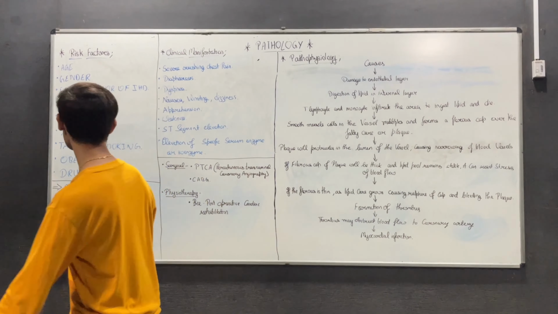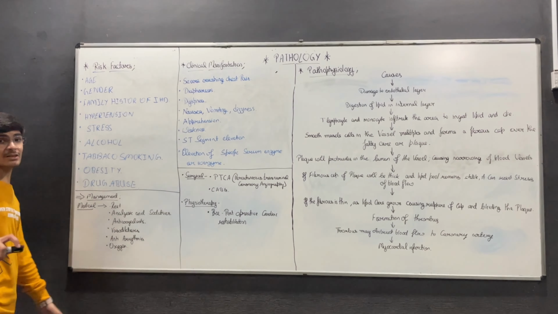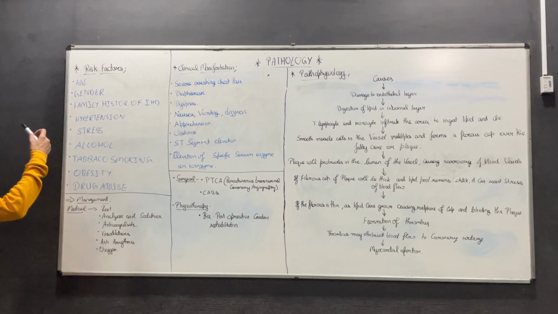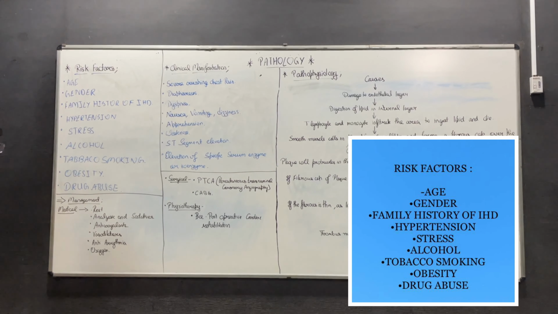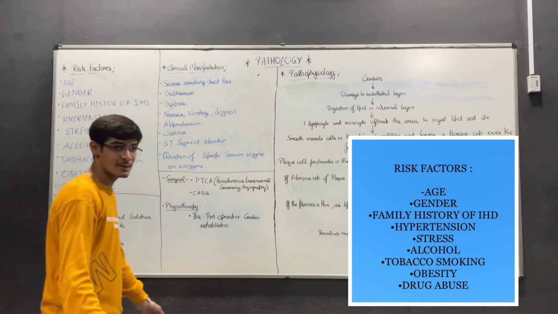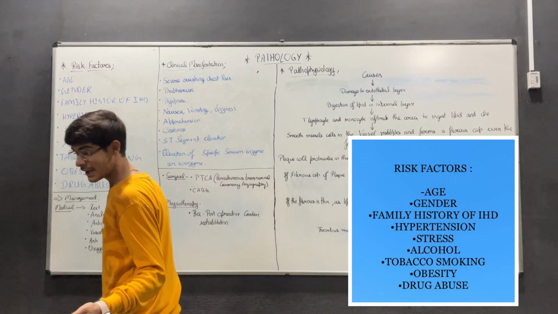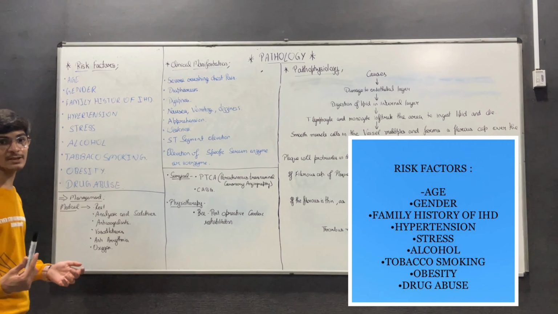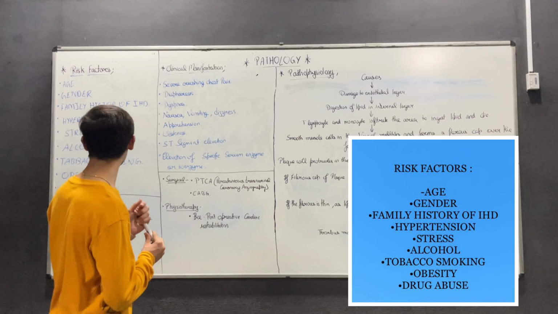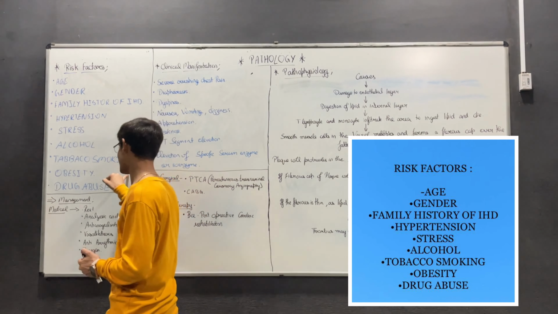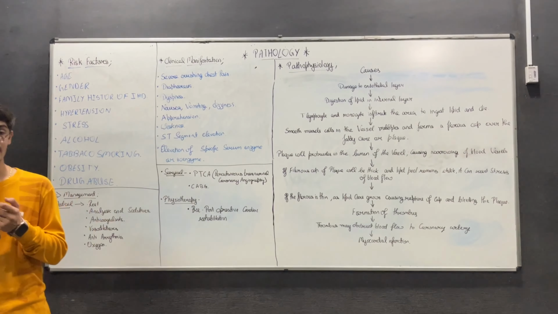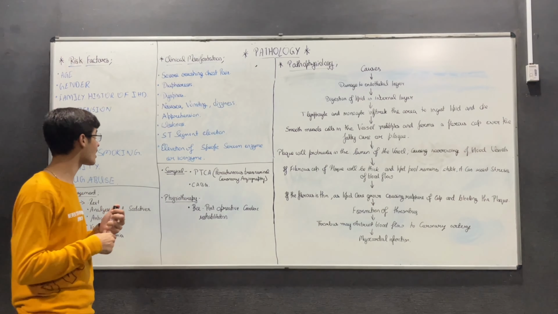So now let's see the risk factors. The risk factors may include age, gender, family history of ischemic heart disease, patients with hypertension, life or any other stress, a person who is consuming more and more alcohol, tobacco and smoking, a person who is obese, and persons who are taking any kind of drug, meaning drug abuse.